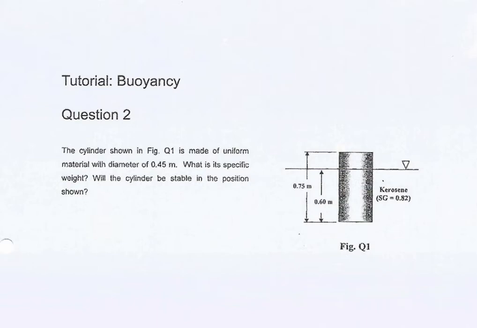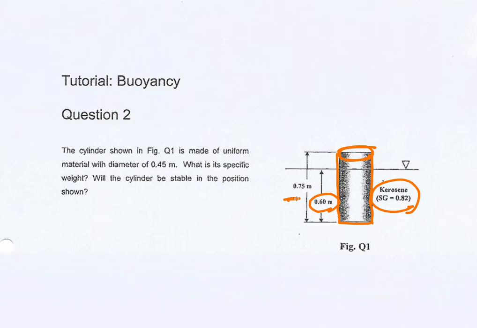So we have a material like this one. This is a solid specific material, with a diameter, so the shape is cylindrical. This shape is floating in kerosene. The specific gravity of kerosene is 0.82 and the submerged depth is 0.6 meter. The total length of this one is 0.75 meters.